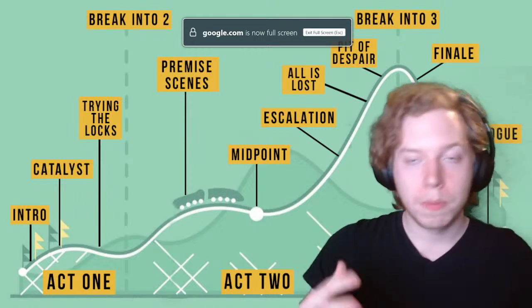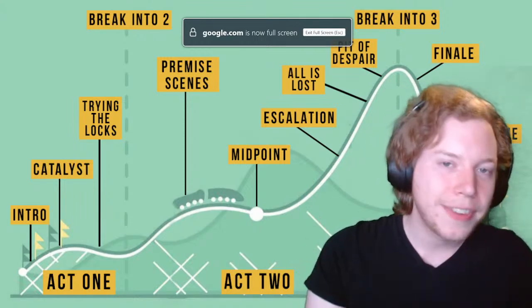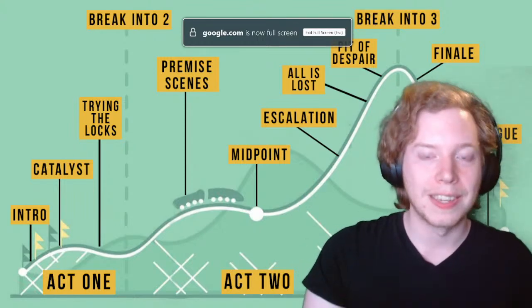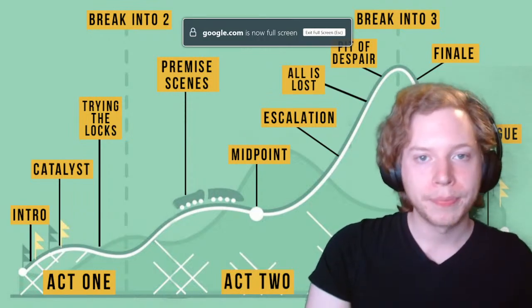So it's always going to be raising the stakes, but it's often going to be the introduction of some new piece of information or a reversal of existing information. It's going to change our direction, even if it's only a little bit.